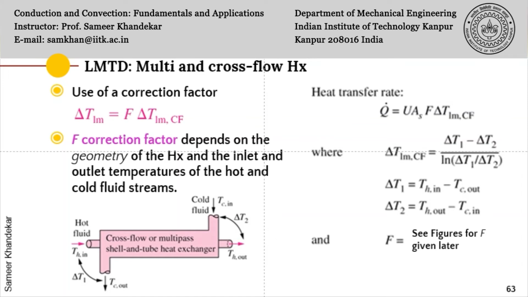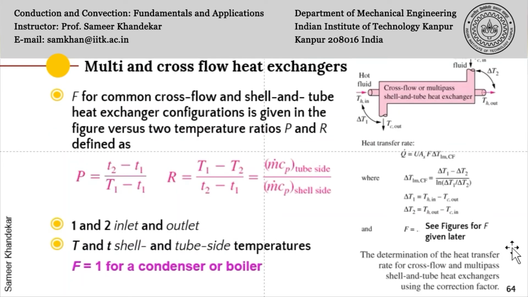So we are moving on to slide number 64. So how is this data given? This data is given in the form of two non-dimensional quantities. That is, the F for common cross flow and shell and tube heat exchanger configurations is given in the figures, which I will show you next, against two temperature ratios which are defined like this.